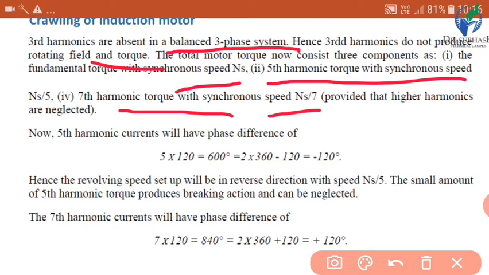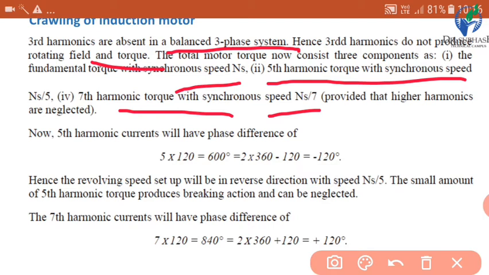Up to 7th harmonics it is okay, but if we go to the higher order harmonics, the frequency will increase. We have seen that if we are talking about the 11th harmonic, the frequency will be 11 times the fundamental, so it is very high, and the amplitude of that harmonic will be 1 upon 11th of the fundamental amplitude. So its effect is less because the amplitude is very small and the frequency is very high. So we can neglect the effect of higher order harmonics.